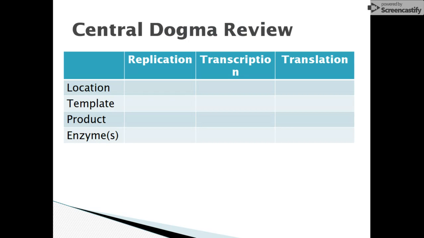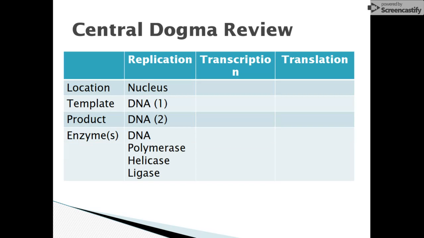Okay. So looking over this central dogma, again, the central dogma was the process of going from DNA to RNA to protein. Looking at replication, where does it happen? In the nucleus. The template for replication, so what are we copying from? DNA. What are we making? More DNA. What enzymes do we have? Polymerase, specifically DNA polymerase, our DNA helicase, and then also ligase.